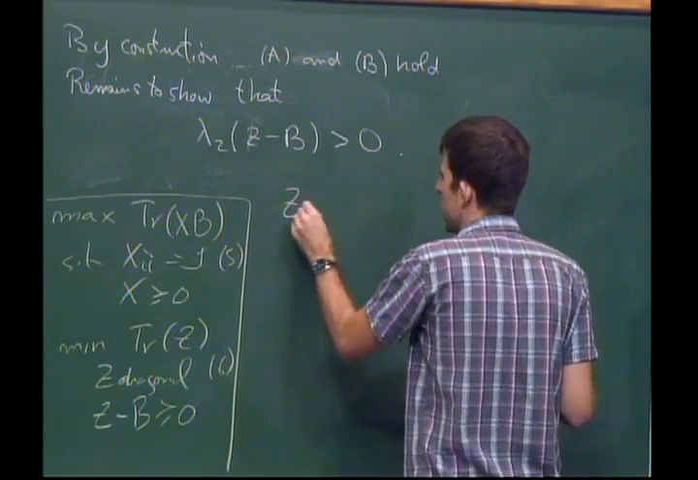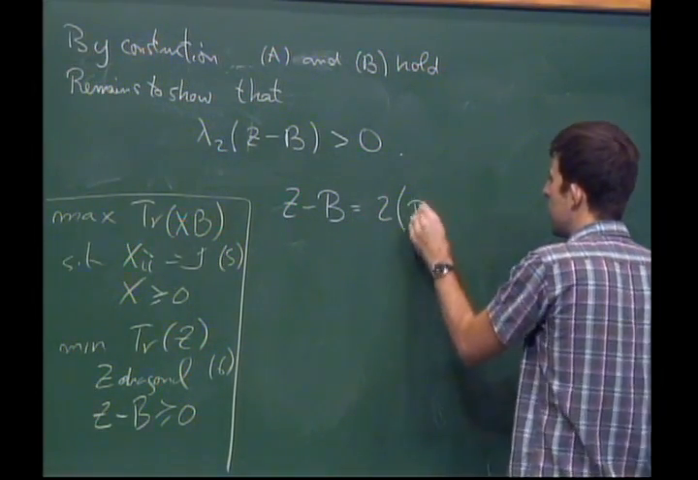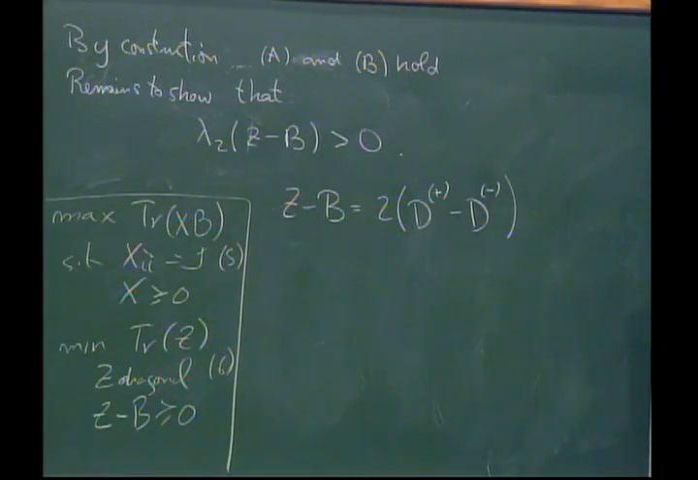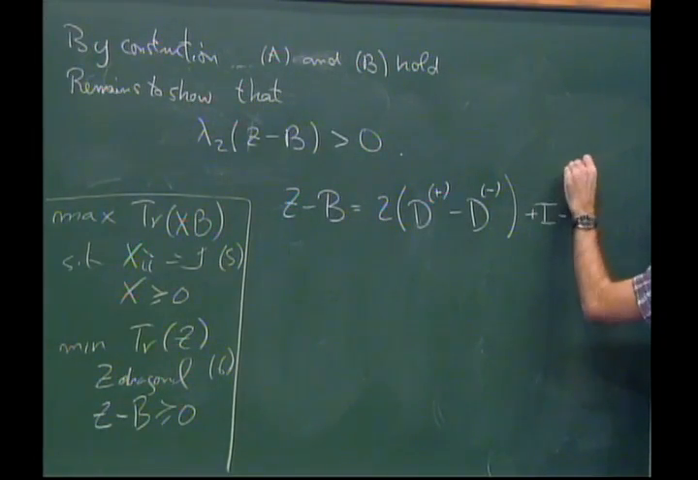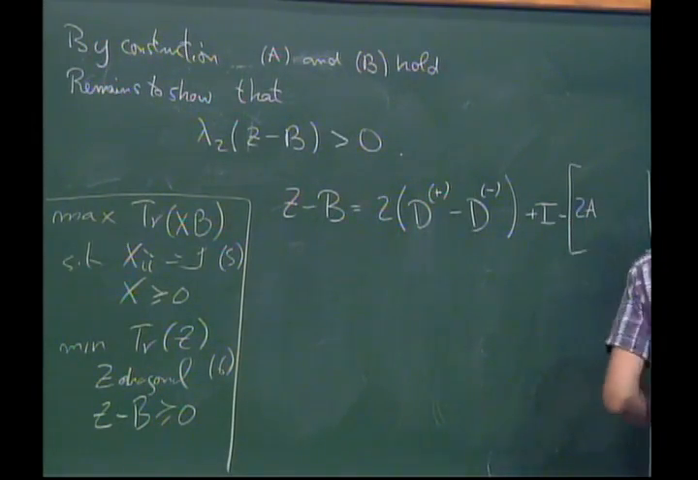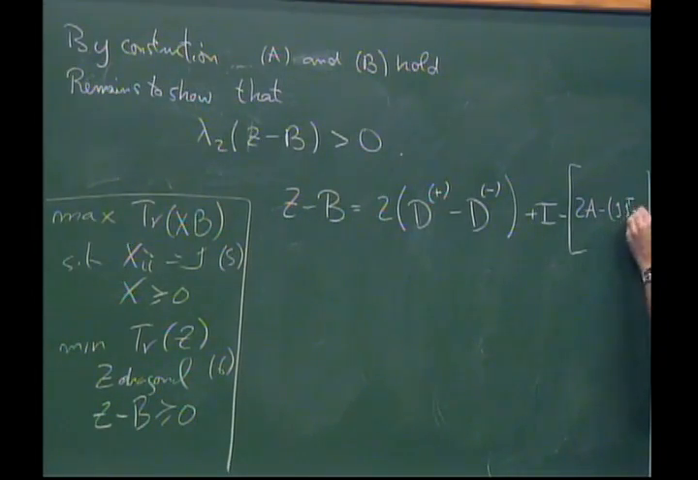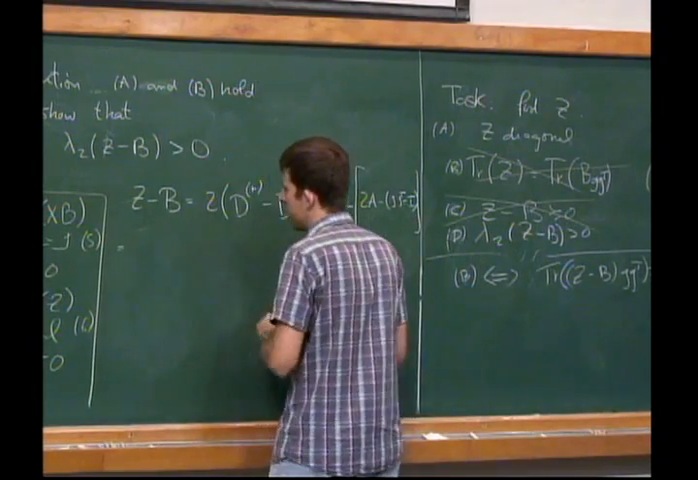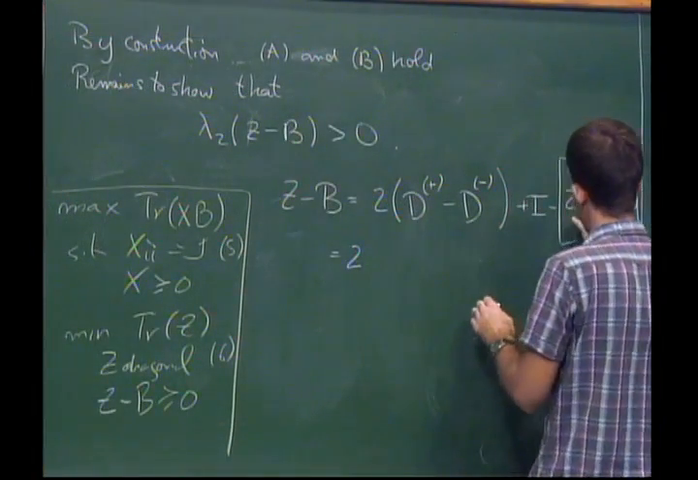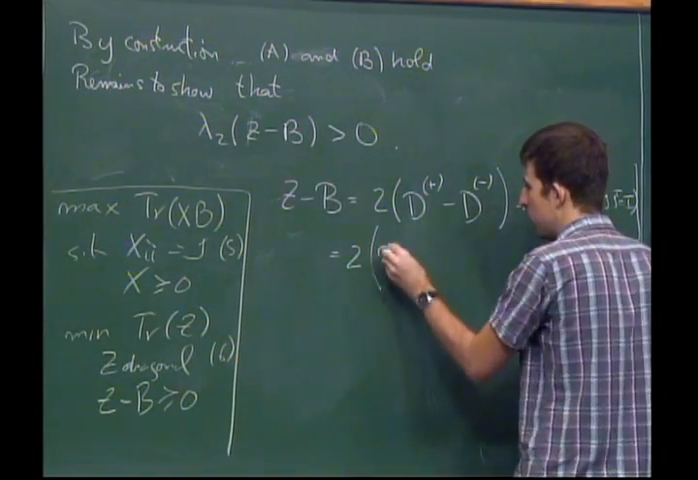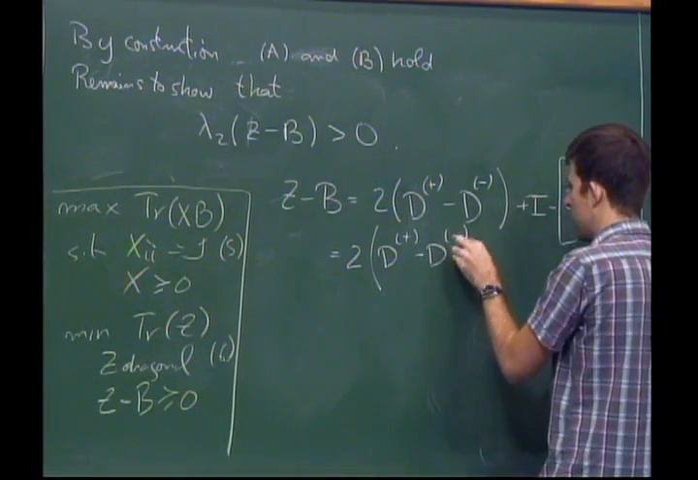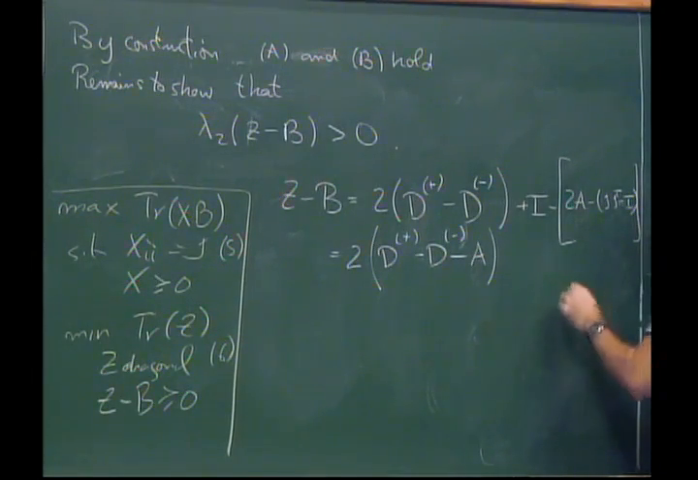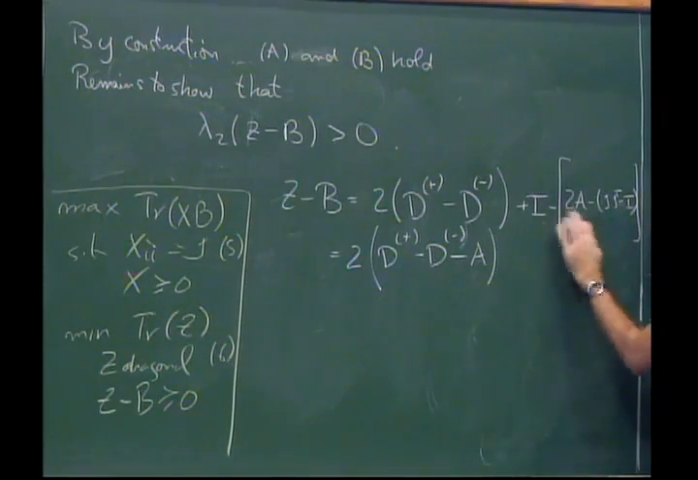So let's write what this is. Z minus B, what is it? It's equal to 2D plus minus D minus plus identity minus B. So B, recall, is 2A. So this means that this is equal to 2. There's quite a bit of 2's and minuses here, but it should be okay. The identities, there's 3 minus, so the identities go away, and there's a plus 1 transpose.